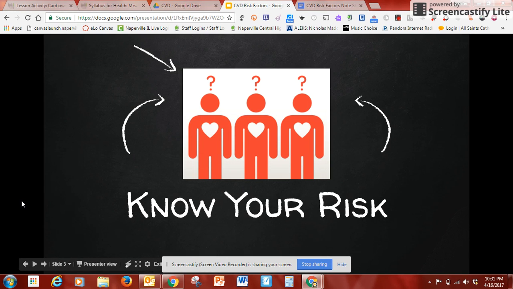It's very important to know these risk factors and to know what your risk is of cardiovascular disease, because if you know what your risk is, then you'll be more likely to do something about it, and you'll know what to do to help reduce your risk of cardiovascular disease in the future.